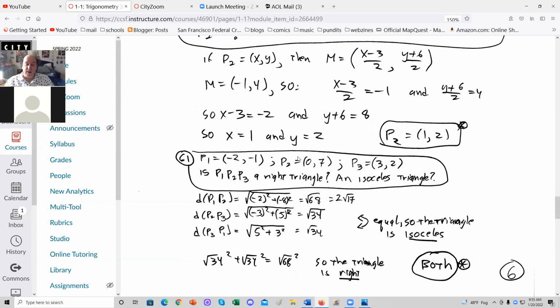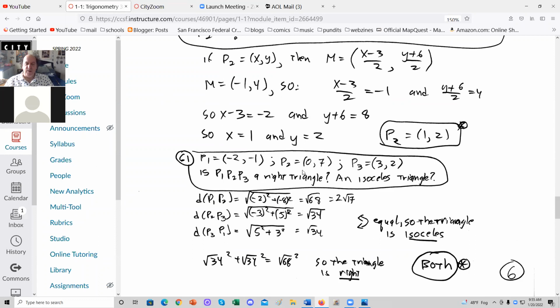Now, okay, to find out whether it's a right triangle or an isosceles triangle, we determine distances. The distance from P1 to P2, well, it's the square root of -2 minus 0 squared, which is -2 squared, plus -1 minus 7 squared, which is -8 squared. This works out to root 68, which simplifies to 2 root 17.